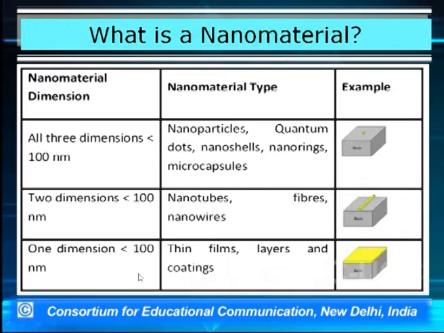Now, what about one-dimensional nanomaterial? It means there are two dimensions which would be lying beyond 100 nanometers, but there will be one dimension which would have its size less than 100 nanometers. Such material can be classified as films, layers or coatings. Suppose we have a big glass sheet on which we deposit a film of some chemical species with a thickness of less than 100 nanometers, just 4-5 molecules layer thick. Such a material is then called a one-dimensional nanomaterial, and called nanofilm, nano layer or nano coating.